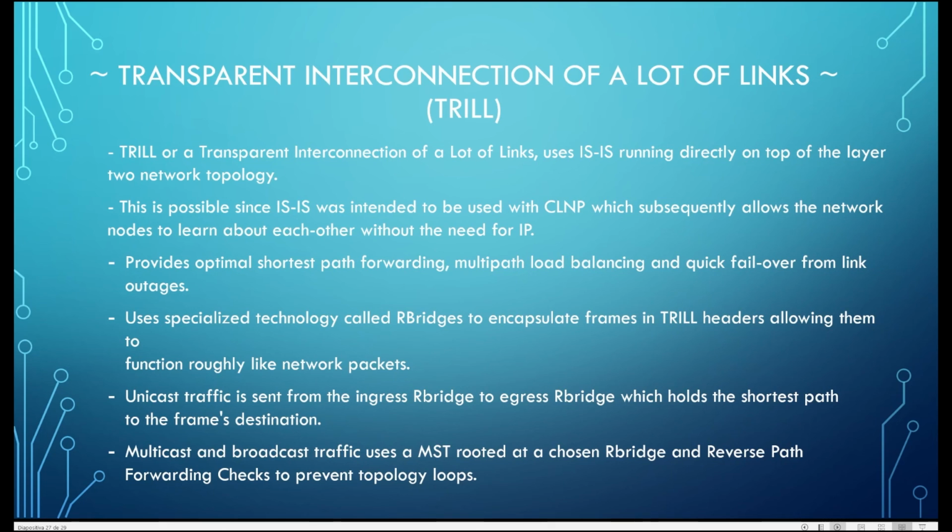It adds a Trill header to each of the network frames, which has a TTL, a time to live, which indicates the total hop count before it is discarded. Unicast traffic is given these Trill headers on ingress from an R-bridge to the egress R-bridge, which holds the shortest path to the frame's destination, which is calculated by ISIS's Dijkstra. And multicast and broadcast traffic uses an MST rooted at a chosen R-bridge and a reverse path forwarding check to prevent topology loops.